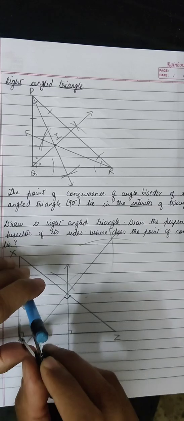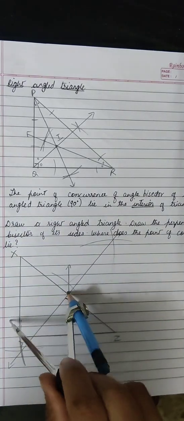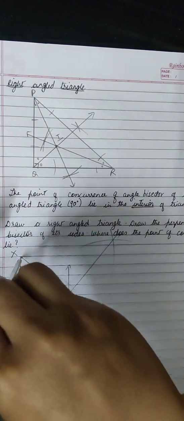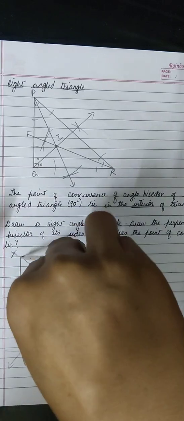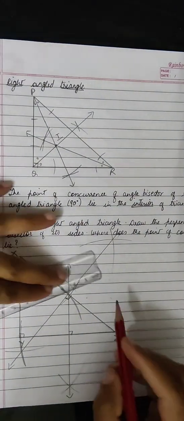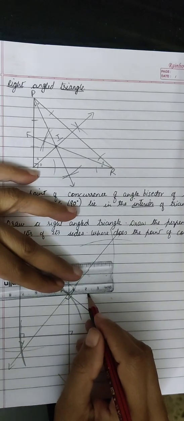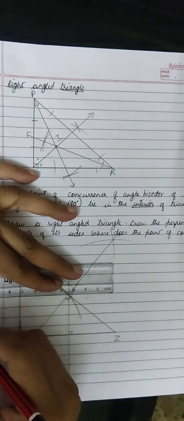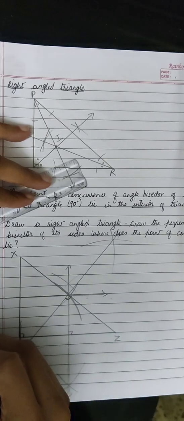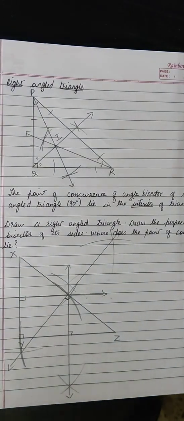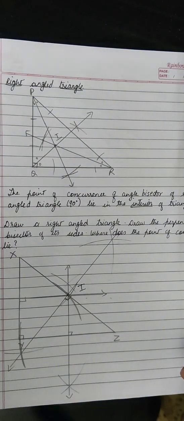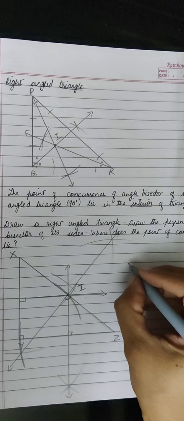Then XY, the last one, again. One arc above, one arc below. Cut from X, one arc above, one arc below, and then join the 2 points. So this is the perpendicular bisector for XY. So where are they joining? On the side, right?